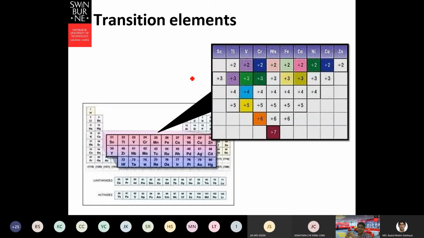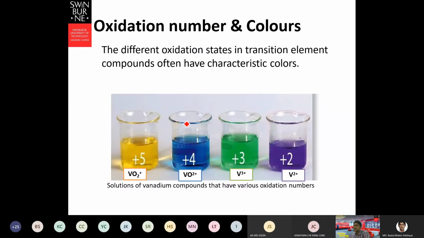It is all about the external electrons and how they behave under external influence. With different numbers of electrons, they will behave differently, and that is why the color of the compounds changes.